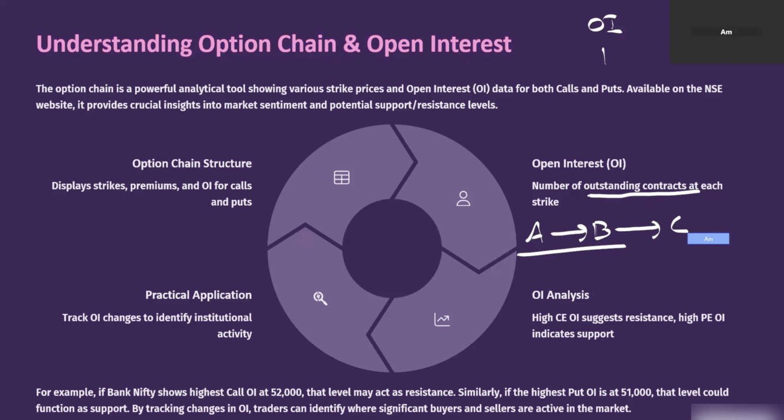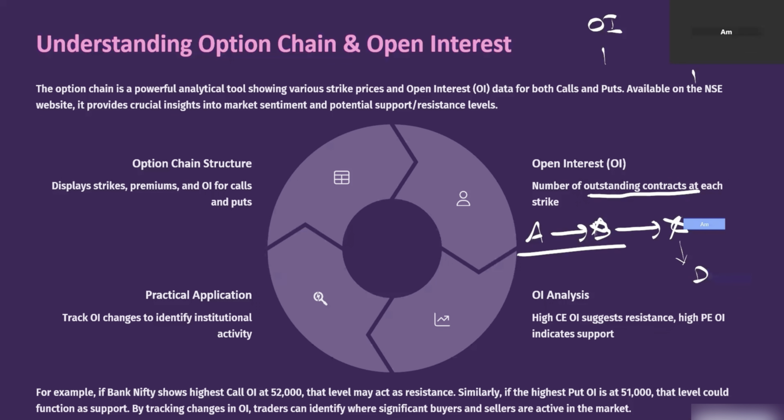Now, B is selling the same to C. Now, what will happen? B is out. A sold, and now with C it is. So, open interest is not changing. The contract is the same contract. But volume, there is one more volume because one more trade has been taken. So, C is selling to D.